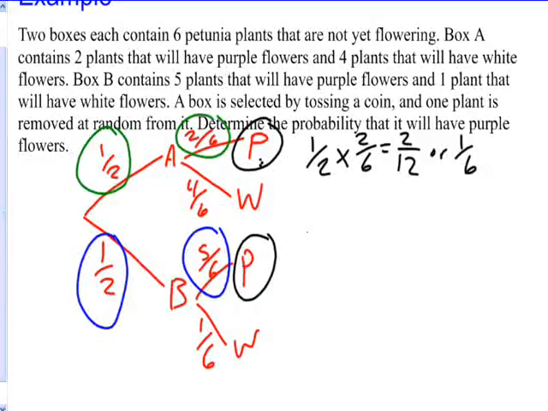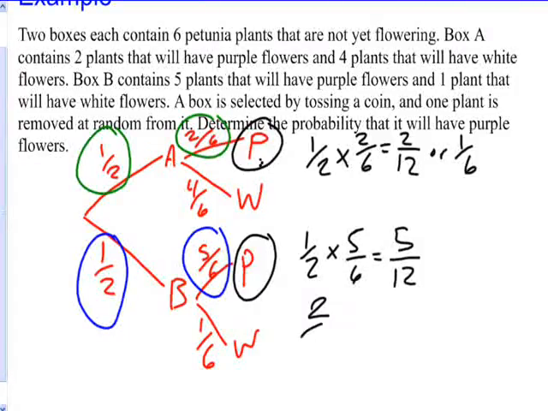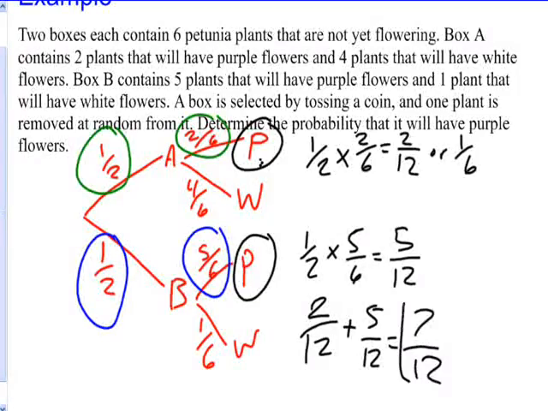But over here I have 1/2 times 5/6, which is equal to 5/12. All right. So if I add those two together, 2/12 plus 5/12 is equal to 7/12. I have a 7/12 chance of choosing a purple flower. A little bit more than 50%.